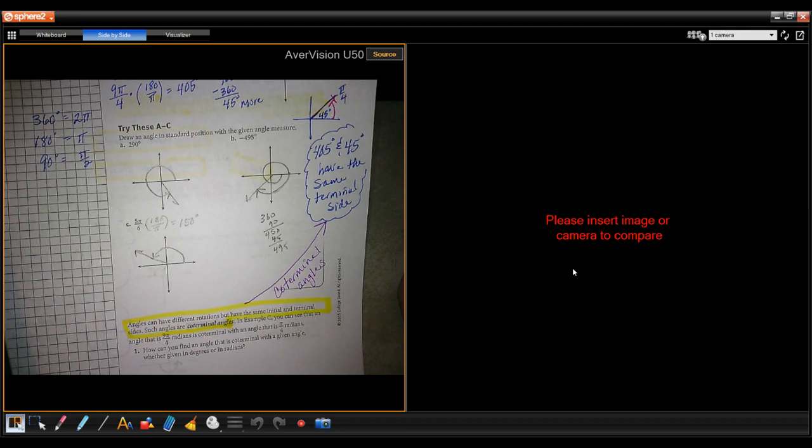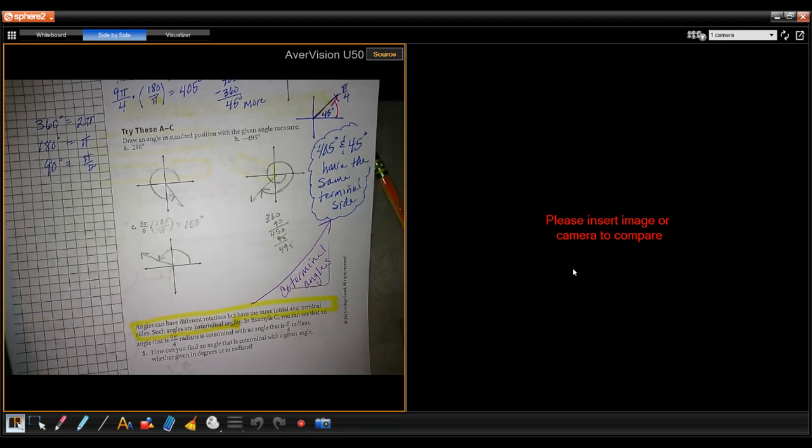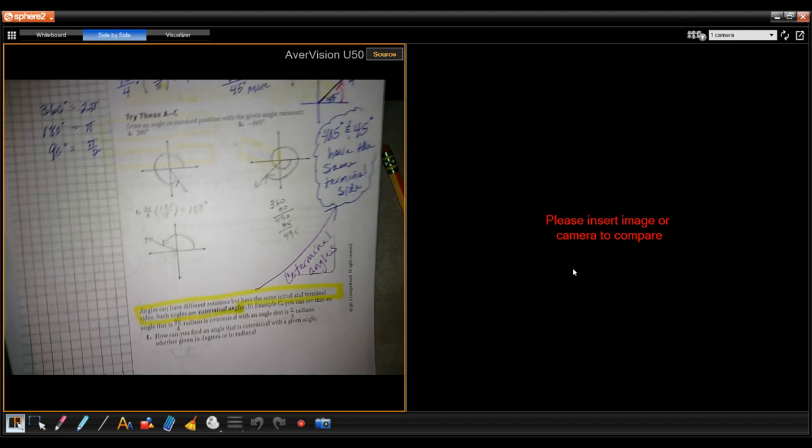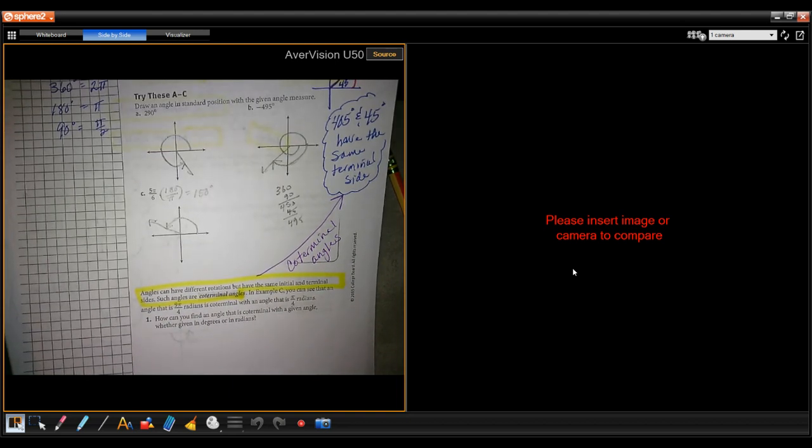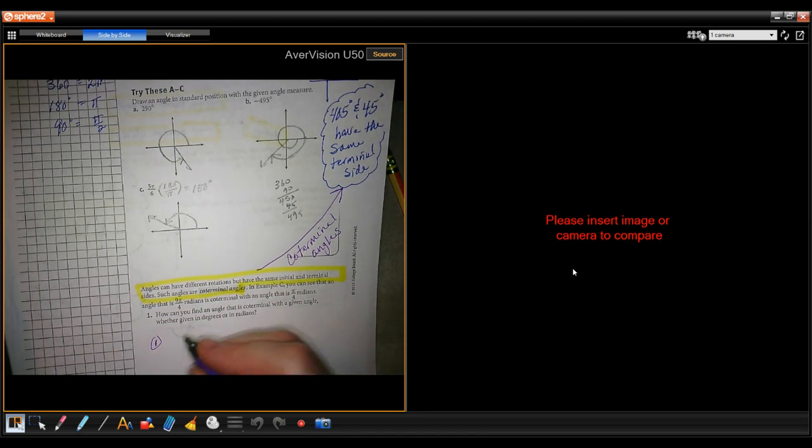Okay, then it says, how can you find an angle that is coterminal with a given angle, whether in degrees or in radians? Okay, so think a moment. I'm going to pause the video, answer the question, and come back. So one way to think about it is what?